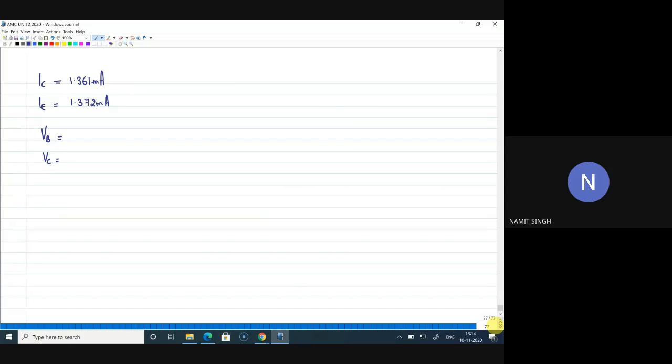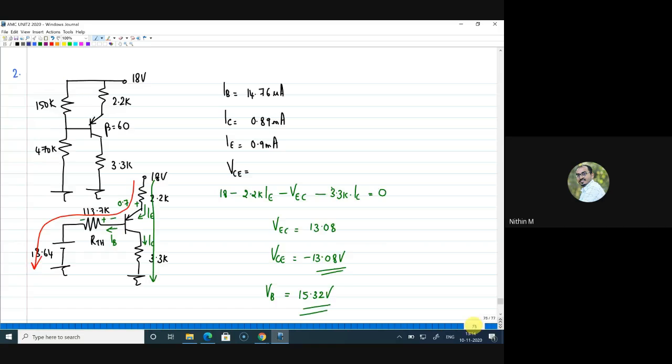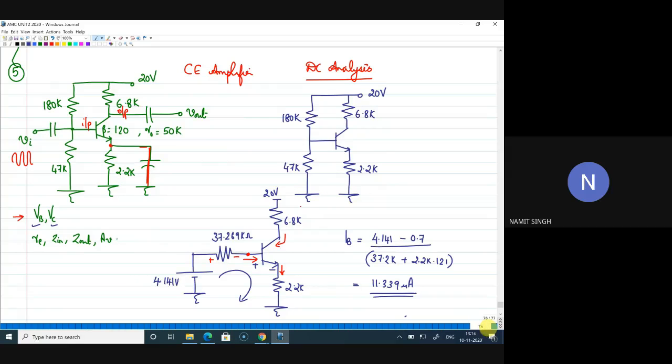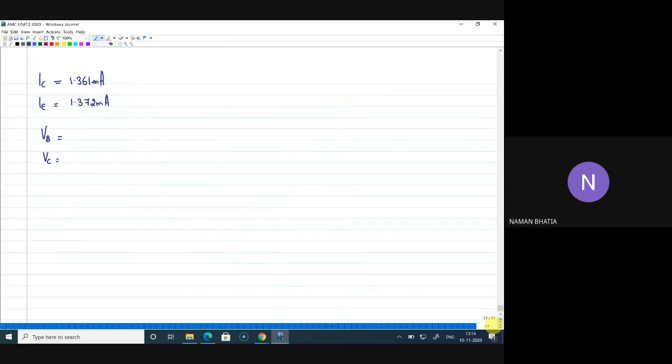Okay, Namit? Sir, I am getting something in minus. I have done something wrong in the calculation, sir. Oh no, it's very simple, right? It is straightforward. I did some bracket mistake. All right, 4.141 minus 37 kilo into 11.3 micro. Is it 3.71 volts, sir? Yes, it is 3.71. Who is that? Naman. Okay, 3.71 volts. So others, please check.